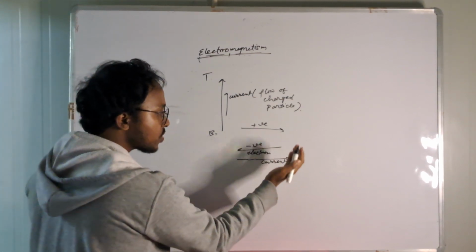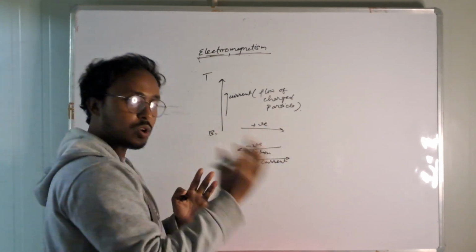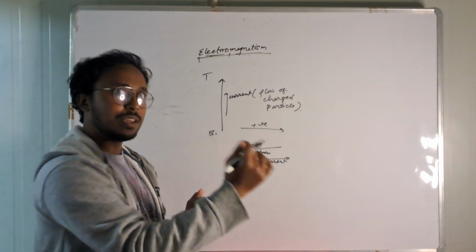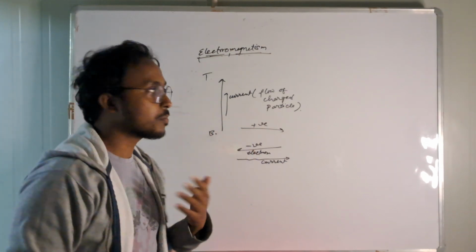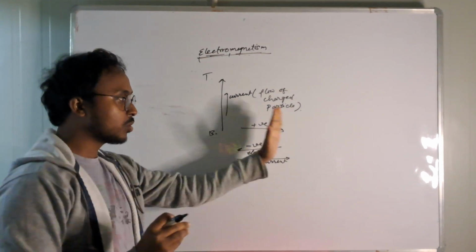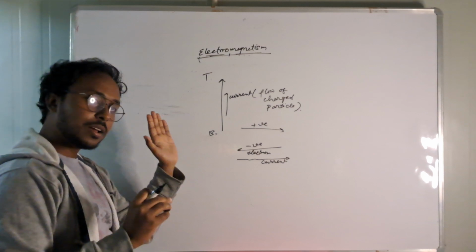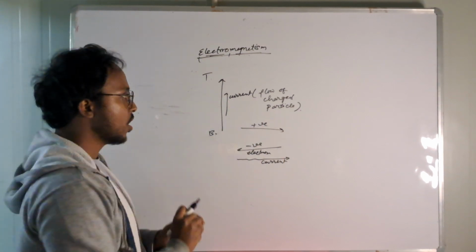So if my electron is moving from right to left, my current direction will be from left to right. It's just opposite to the movement of the electron. But if it is, let's say, an alpha particle, which is a positively charged particle and is nothing but the helium nucleus, going from left to right, then my current direction will also be from left to right. So that is simple.